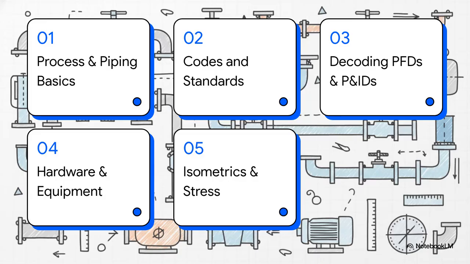Here is our roadmap for today. 1. Process plants and piping basics. 2. Industrial codes and standards. 3. Decoding PFDs and P&IDs. 4. Instruments, valves, and equipment. And 5. Isometrics and stress analysis.